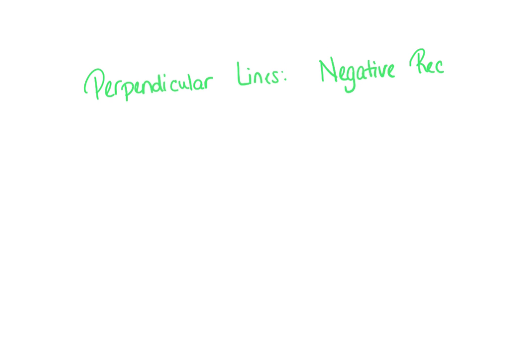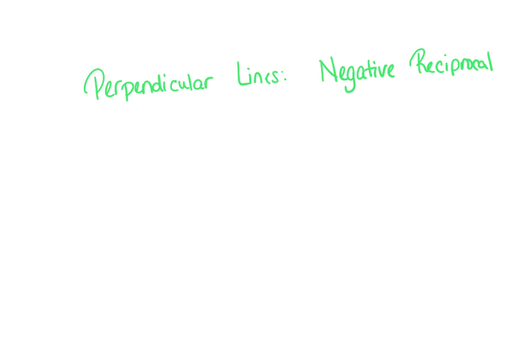Perpendicular lines. So for perpendicular lines, what do we know about their slopes? It is negative reciprocal. Okay, negative reciprocal means flip it and change the positive negative. Whatever it is, change it to the opposite.